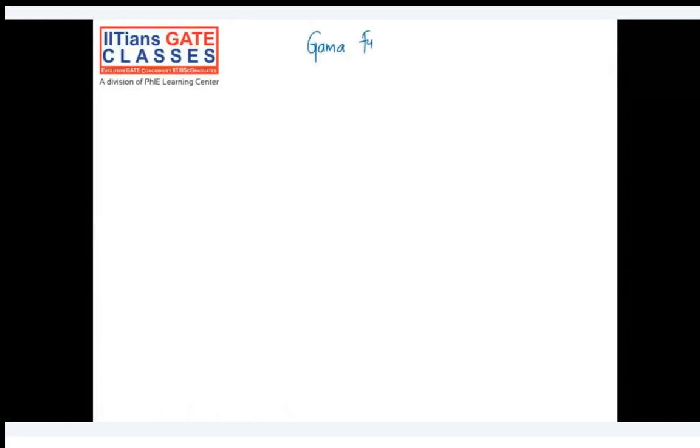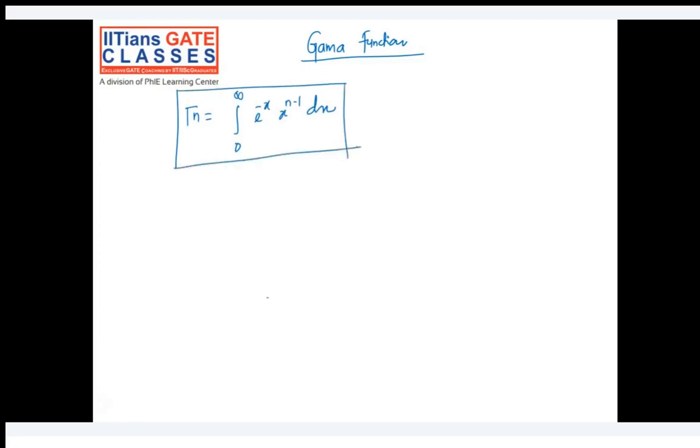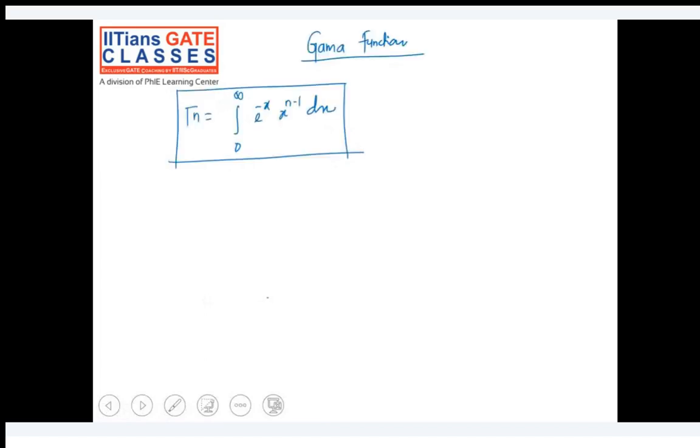Gamma function. What is the definition of gamma function? Gamma n is equal to integration 0 to infinity e to the power minus x, x raised to the power n minus 1 dx. This is the definition of gamma function. If the integration is in the form of 0 to infinity e to the power minus x, x raised to the power n minus 1 dx, then we call it gamma n.